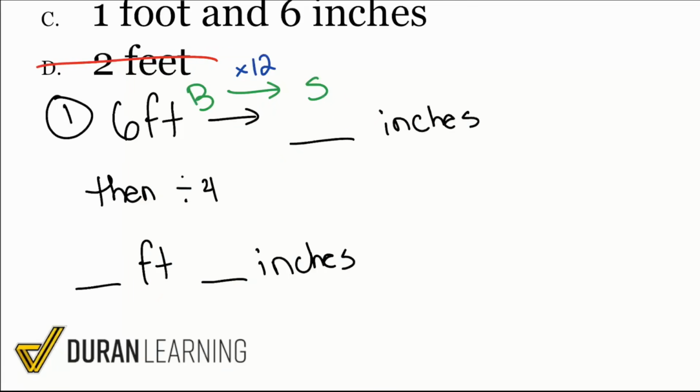Yeah, 12. So everybody, quick question. What is 6 multiplied by 12 going to be? Yeah, that's an easy 72. So 6 feet is 72 inches. Once we get to this point, again, all we just did was convert the feet that we had into inches.